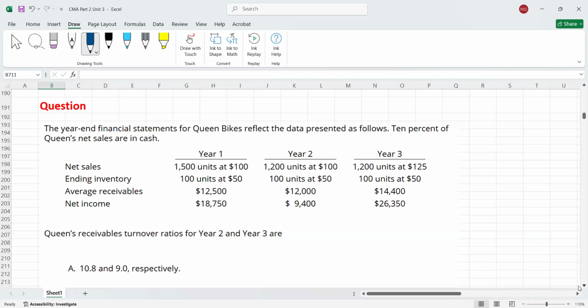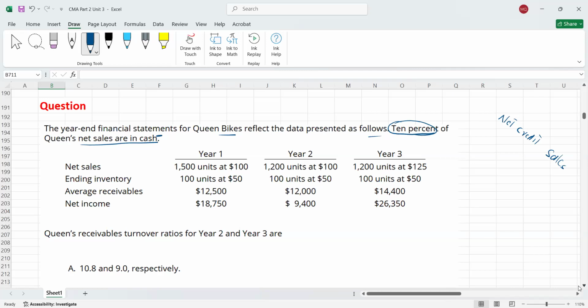So the question says the year-end financial statements for Queen Bikes reflect the data presented as follows. 10% of Queen's net sales are in cash. This is important information, because mostly we use net credit sales in the ratios. So whatever sales are given here, 10% of that is cash sales. It means 90% of sales is credit sales.